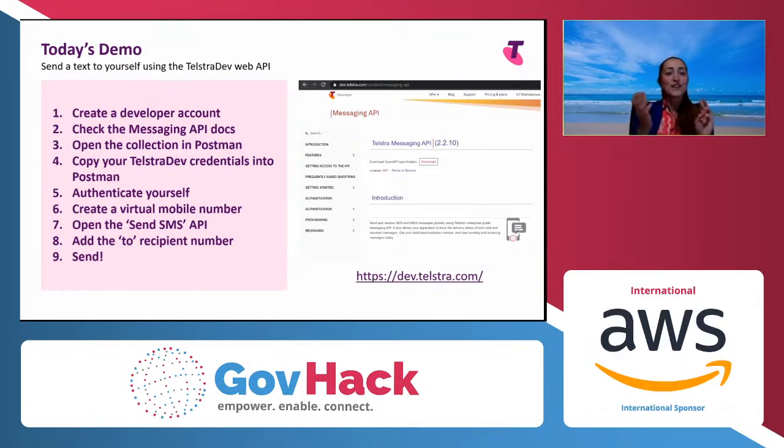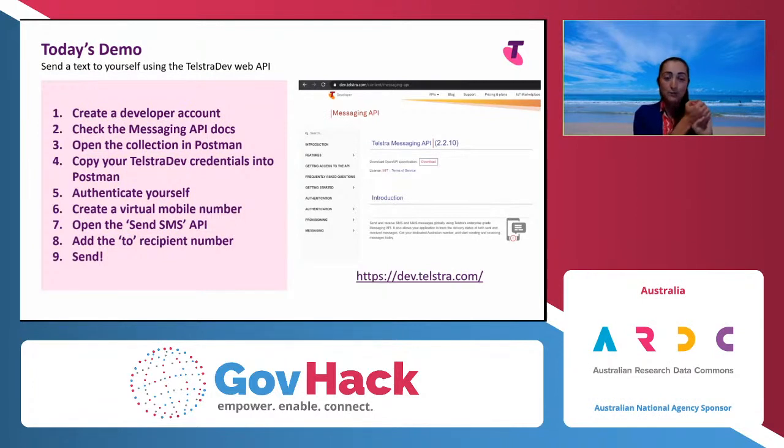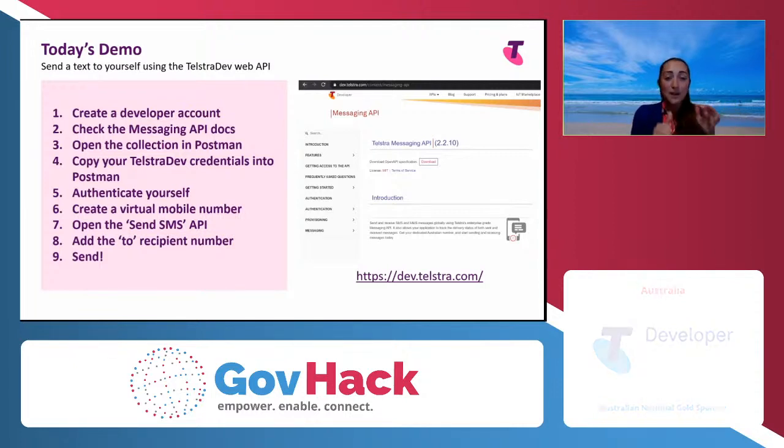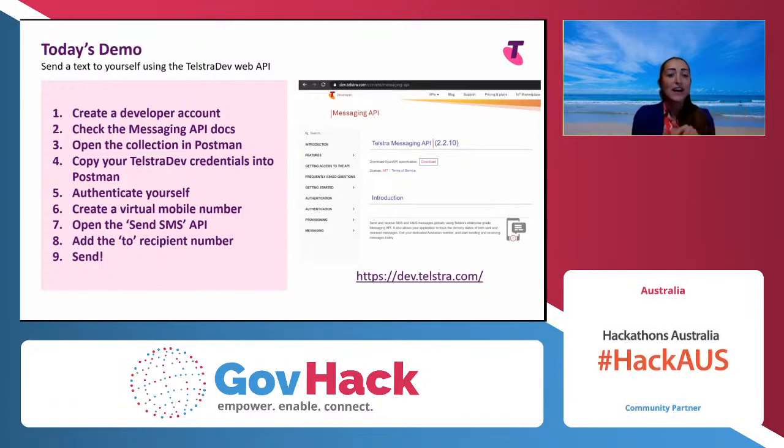Anyway, that's number 2. Number 3, we're going to open up the API collection in a tool called Postman. You don't have to use Postman, but that's what we're going to use today, because I think it's the easiest way to get started with APIs. And the 4th step, we're going to get your TelstraDev credentials into Postman so that we can authenticate ourselves as a user. That's an important step for security. The 6th step, we're going to create ourselves a virtual mobile number that we're going to be able to send and receive texts from. And number 7 is we're going to send the API.